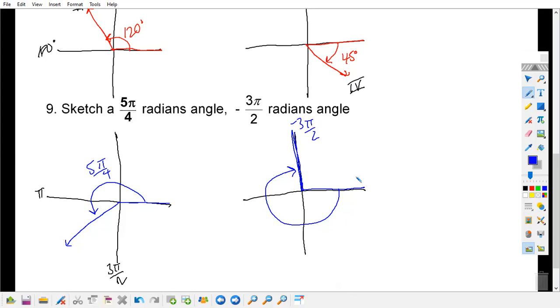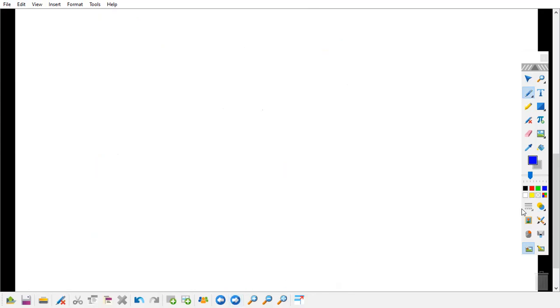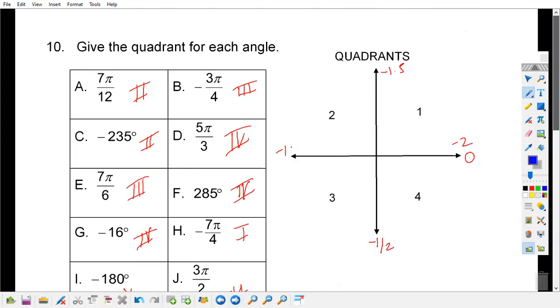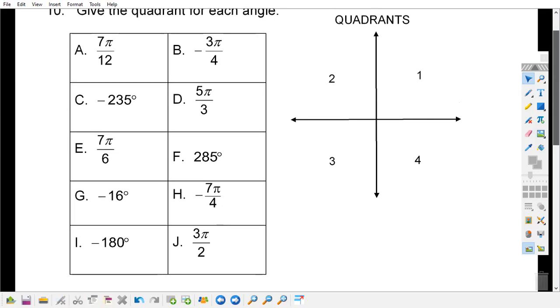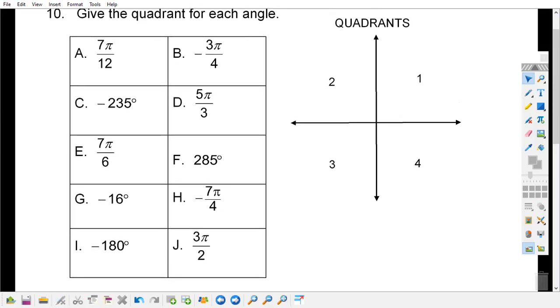Let's flip it over. So we're gonna do a check of navigating around. I'm gonna give you 3 minutes to identify what quadrants the following angles fall in. So you have 3 minutes to tell me 1, 2, 3, or 4, or x-axis, y-axis.